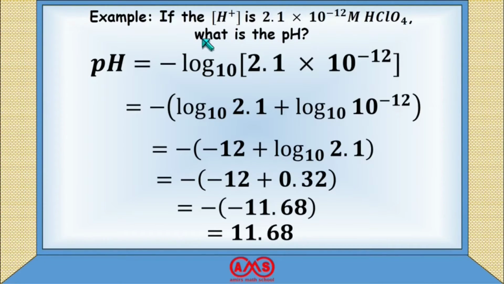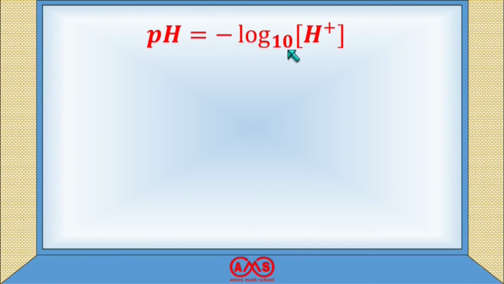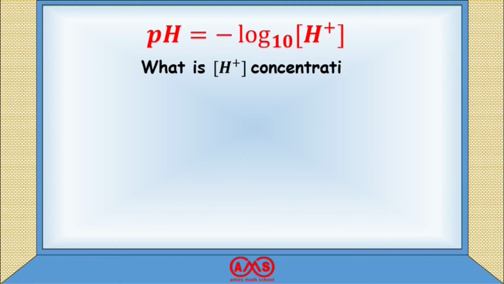If the molar hydrogen ion concentration is 2.1 into 10 to the power minus 12, in that case the value of pH is 11.68. Now let's see the reverse process. That is, pH equals minus log 10 base H plus. We just found that when this value of H plus is given, we can calculate the pH. So when the pH is given, how can we find the value of this H plus? What is the value of H plus concentration?